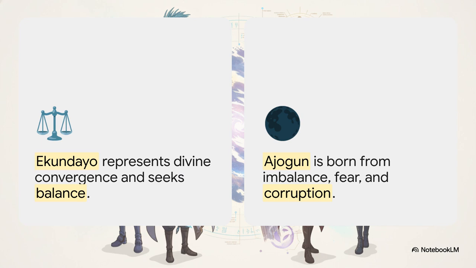But Ajagun is born from the exact opposite. He is the literal embodiment of imbalanced chaos, fear, and corruption. What makes this rivalry so gripping is the stark contrast. While our hero is exploding with bright, fiery, elemental energy, our villain is this terrifyingly calm, deeply intelligent psychological darkness. Ajagun doesn't even view Ekundayo as a worthy equal. He just sees him as this incomplete, flawed being.